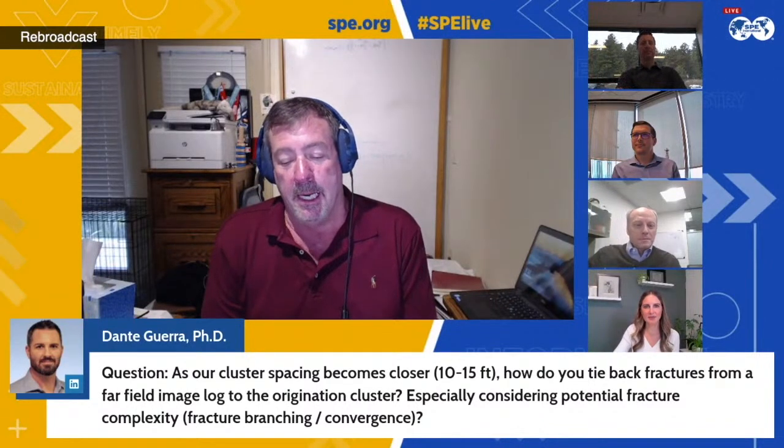Thank you, David. We are having a lot of questions coming in the chat, so I'm going to address a couple of those. From Dante Guerra, we have, as our cluster spacing becomes closer, how do we tie back fractures from far field image log to the origination cluster, especially considering potential fracture complexity? I'm assuming this one's going to be for me since I brought this up. And that's a really good question, and it's a question that hopefully we'll answer at ERTEC this summer.